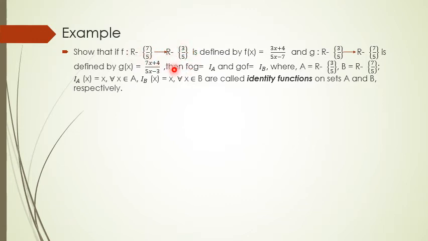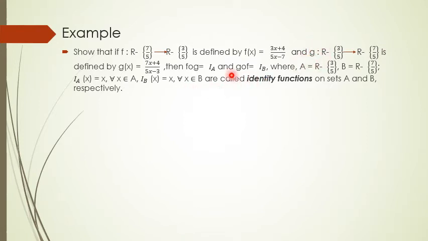Similarly, for 3 by 5, we will not get 3 by 5 as an image in the codomain set. Hence, we eliminate 3 by 5. The same case applies in the function g also.